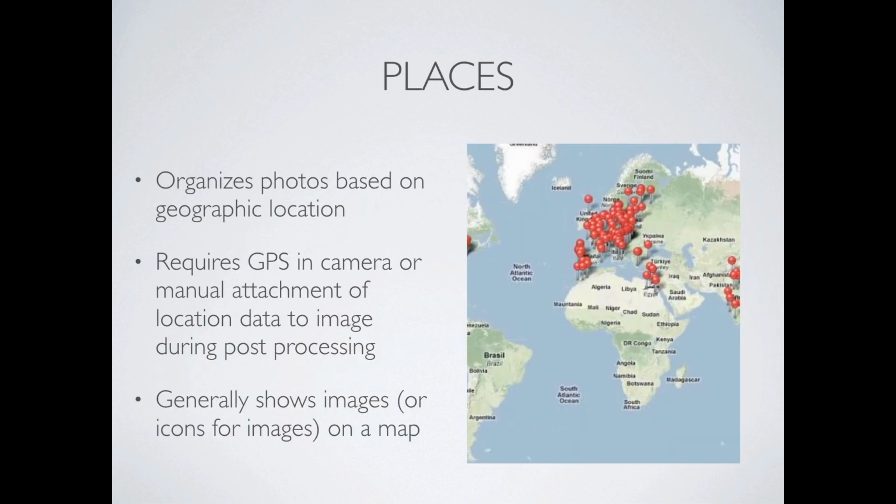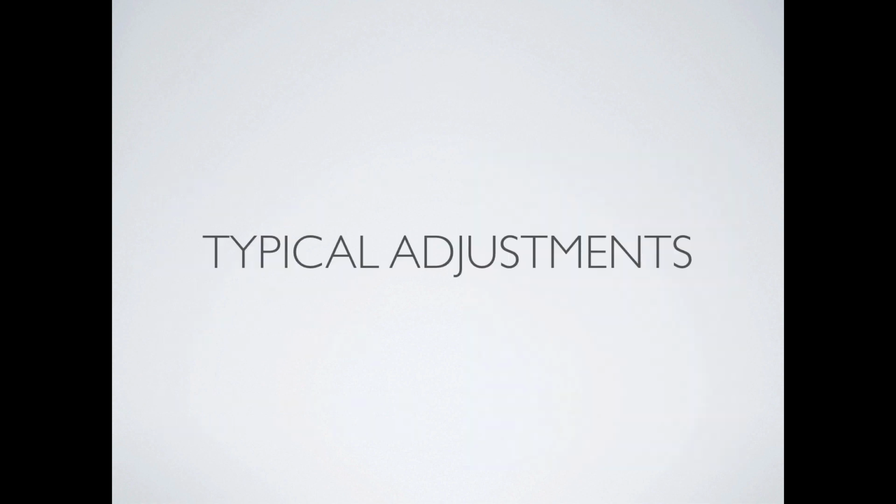The last thing, places. This is where you shot particular photos. Again, when you shoot it with your phone or any kind of a GPS-enabled camera, it tags the physical location in addition to all the rest of the information. So you can look on a map and say, here's all the pictures I shot in Rome, or whatever.